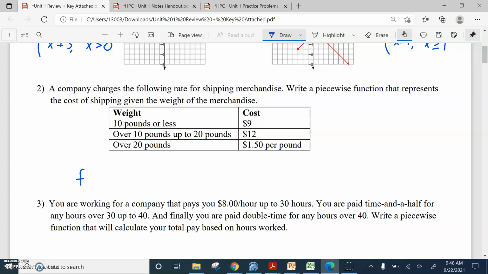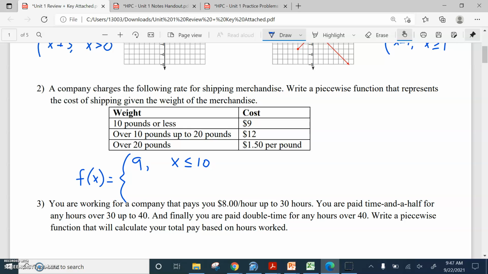So what we're going to do, I'll just start with our f of x piecewise function. And we know that no matter whether you're 0.1 pounds or a full 10 pounds, it's just going to cost you $9. So it's not per pound, it's just $9 if you weigh anywhere from 0 to 10 pounds. So that just looks like a constant 9. Okay, and that's valid from x is less than or equal to 10.